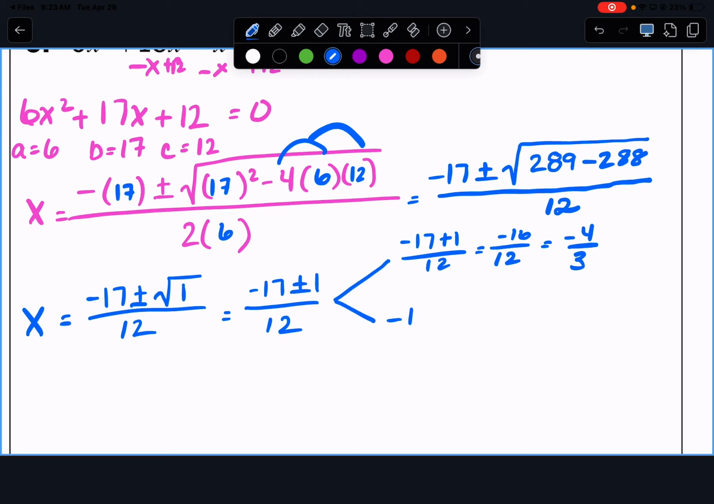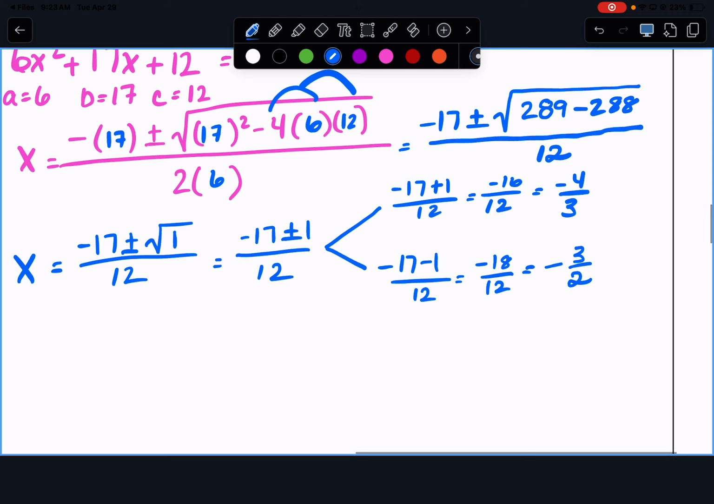Then we're going to have negative 17 minus 1 divided by 12. So we get negative 18 over 12. What can go into both negative 18 and 12? 6. So we're going to get negative 3 over 2. So now, is 4/3 of a pizza bigger, or is 3/2 of a pizza bigger? 3/2.